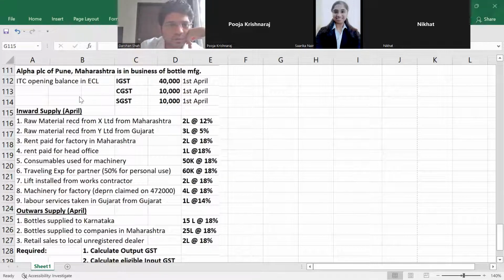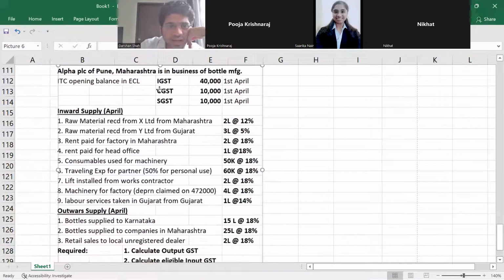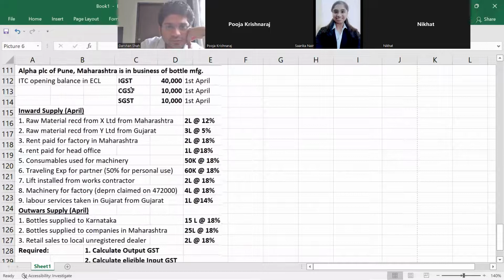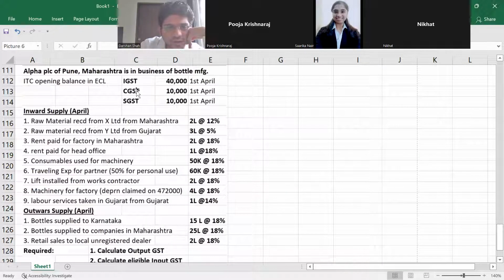Okay, got it now. So ITC opening balance is given, IGST is given, CGST is given, and SGST is given. Opening balance is on 1st April, right? And then the April data is given. Inward supply is given. So inward supply will help you calculate input GST.